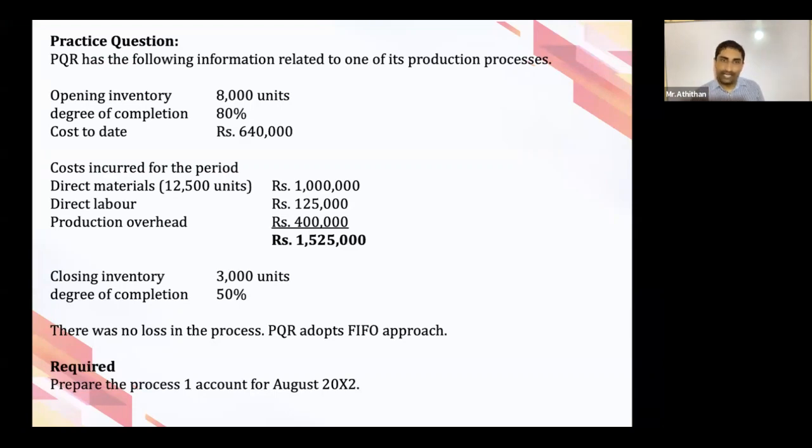Opening inventory was 8,000 units. Degree of completion 80%. Cost to date 640,000. Right. So opening inventory 8,000 units. Degree of completion 80%. So here we need to understand this is opening WIP because it's completed for 80%.